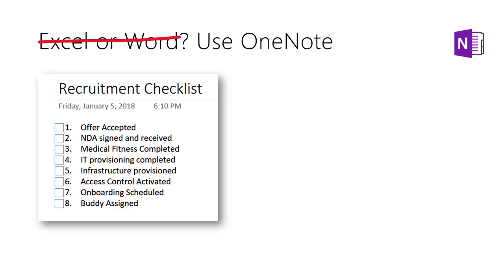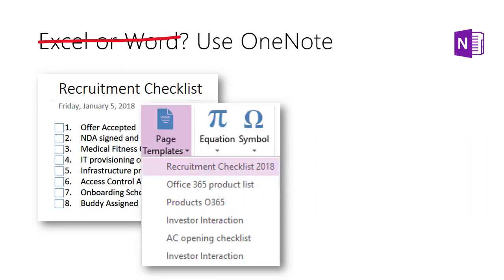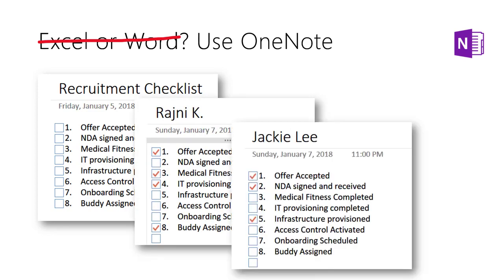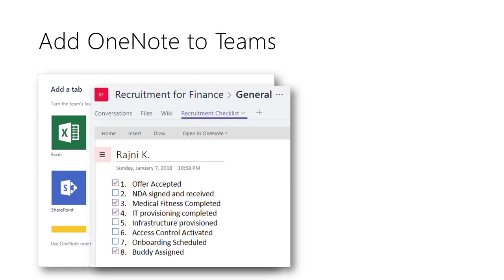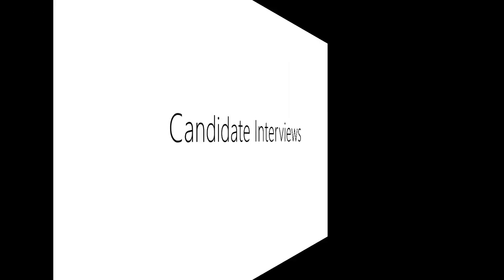But what about recruiting checklists? Did you know that OneNote is a smart way of creating standardized checklists? Type a checklist in OneNote for the first time and add it as a page template. Now you can reuse it. Create and manage separate lists for each candidate in just a few clicks. The recruitment checklists can be added to Teams. When an item is marked as completed, the date time stamp is automatically stored.